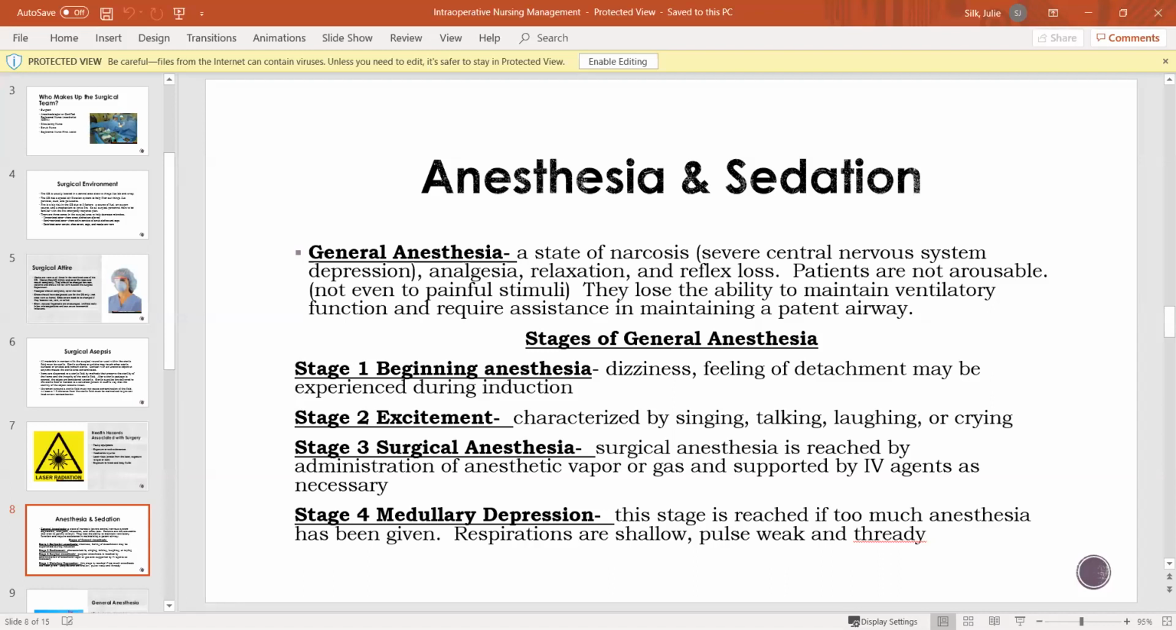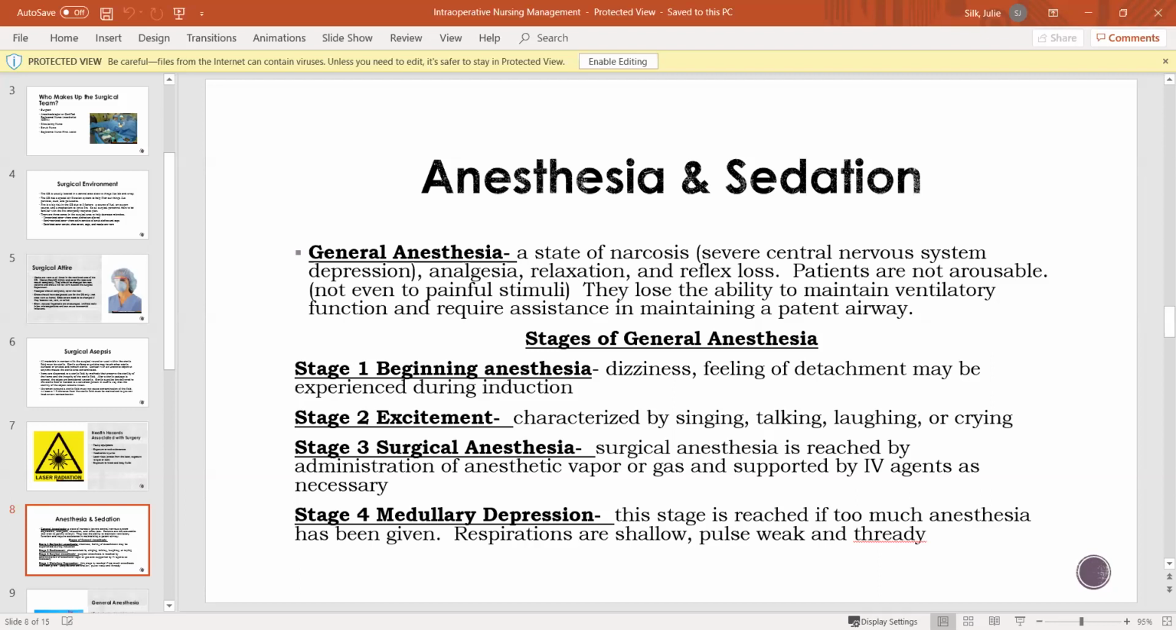And then the second stage is the excitement stage. During this, people do some funny things. Sometimes they'll start singing or talking or laughing or crying. They may have uncontrollable movements and need to be restrained. So typically they do restrain you in the OR because you don't want someone moving around and causing all kinds of trouble during your surgery. So they make sure that you're strapped down so that you can't do all of that.